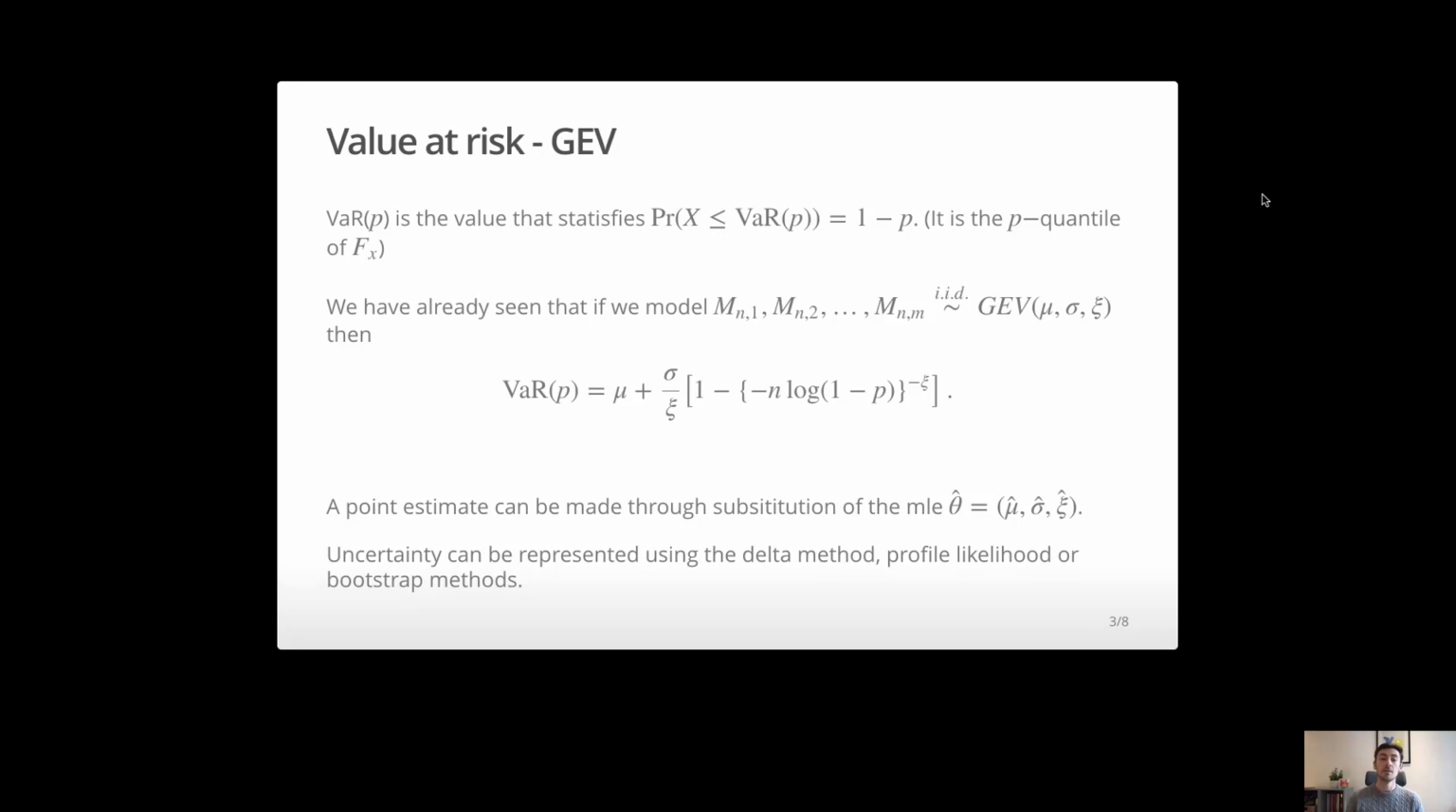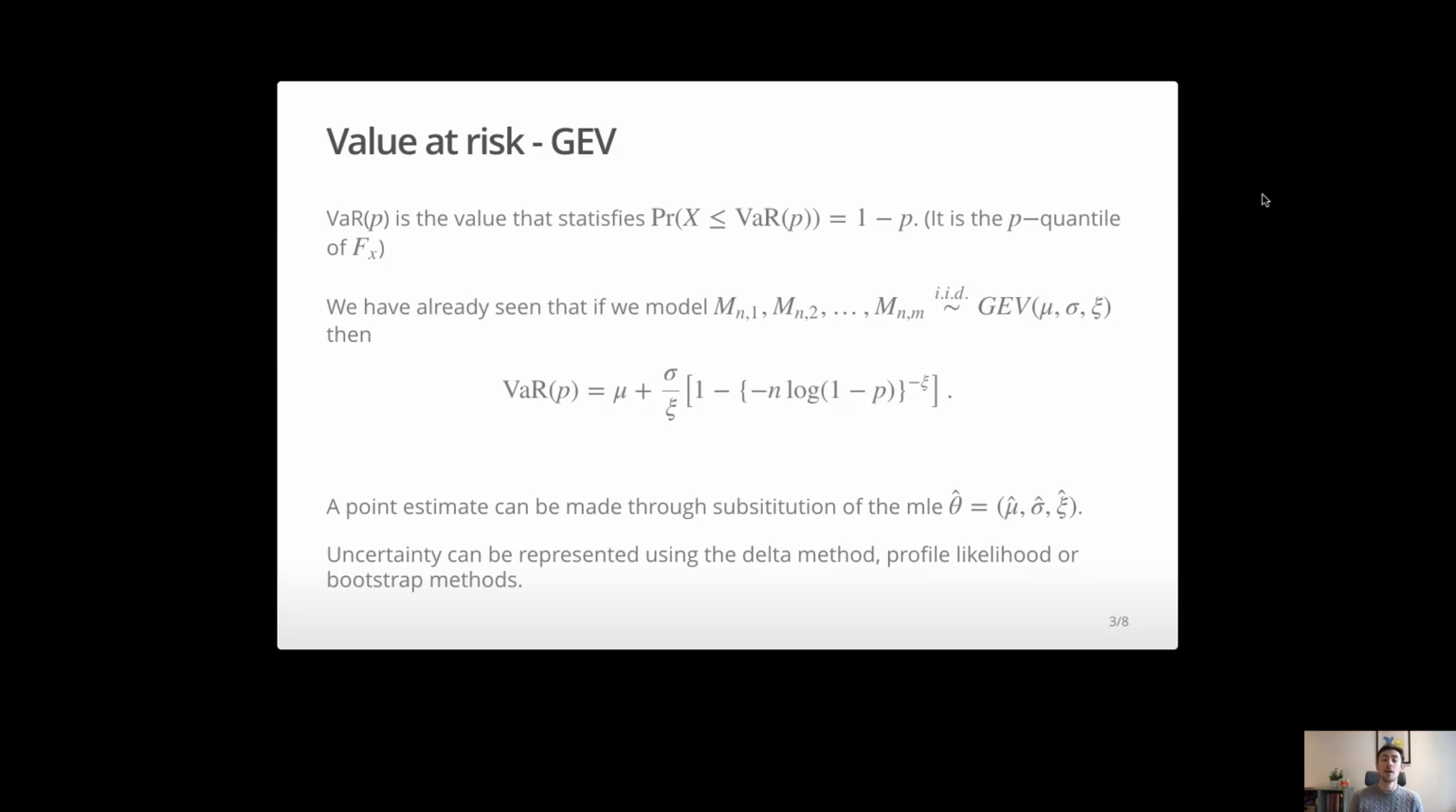So if we're going to be estimating the value at risk, we're going to need a quick refresher of what is meant by the value at risk. So the value at risk with probability P is going to be the value where our underlying process is less than that value with probability 1 minus P. Notice that this is exactly the definition of a P quantile of the distribution function of X.